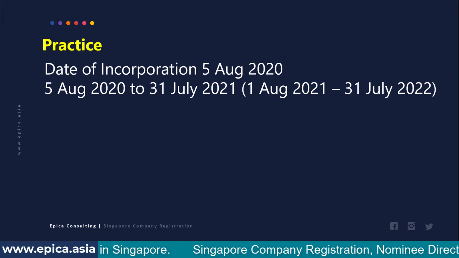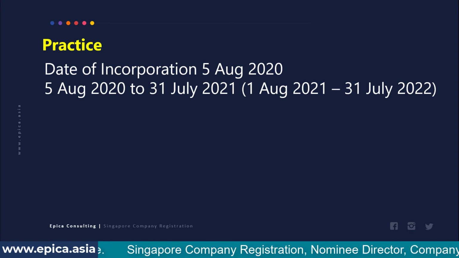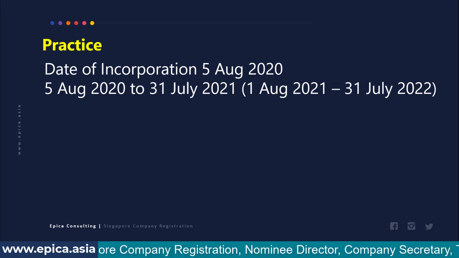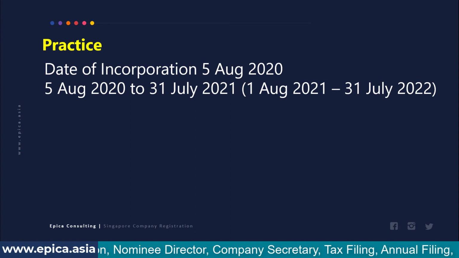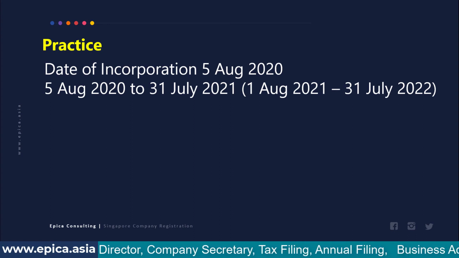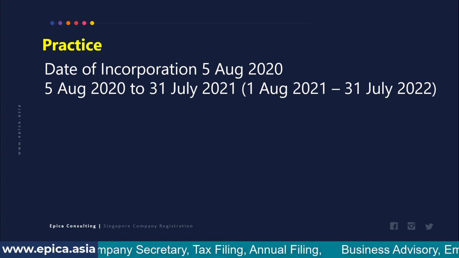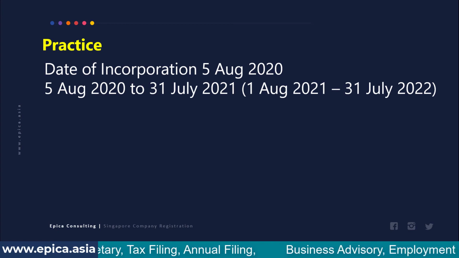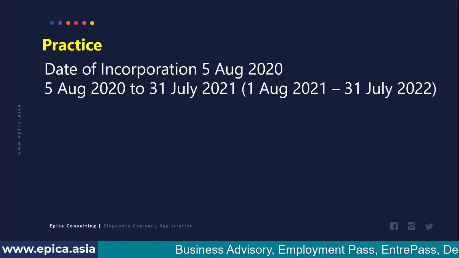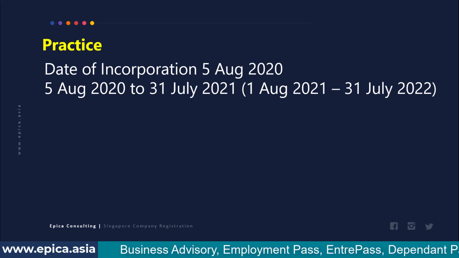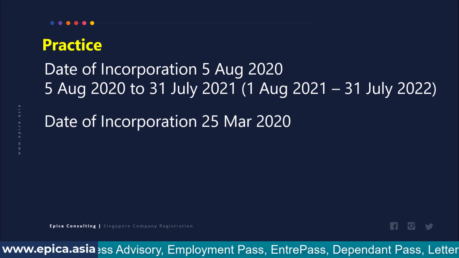Here, if you notice, the first accounting year is slightly shorter than 12 months, and it ends on the previous month in which the company was incorporated, the previous month of the next year. So this is generally the practice. If there is no specific preference given by the client, this is the practice that is followed. Let's take one more example.